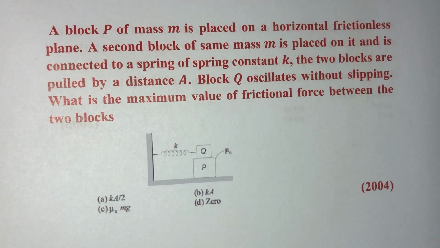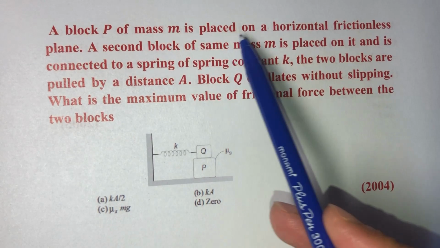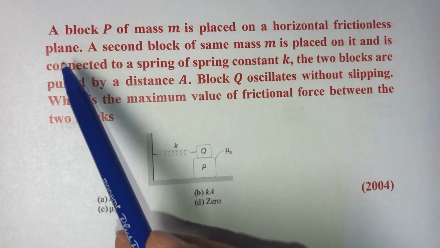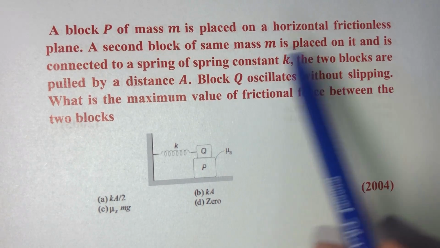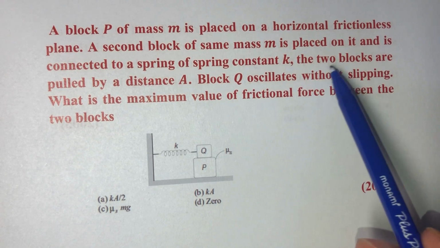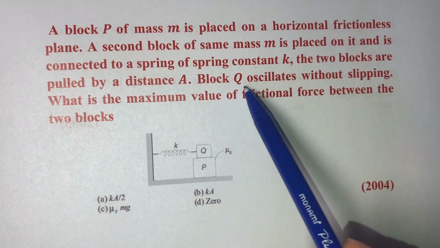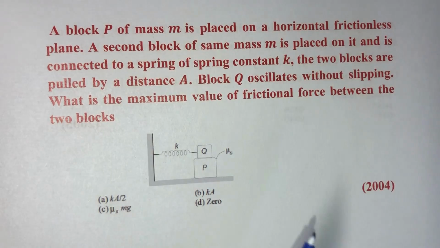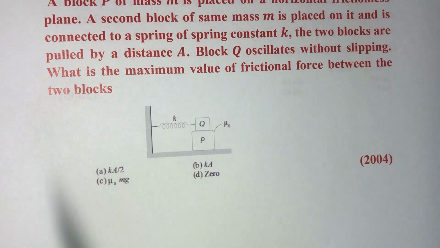Hello friends, today's question. A block P of mass m is placed on a horizontal frictionless plane. A second block of the same mass m is placed on it and is connected to a spring of spring constant K. The two bodies are pulled by a distance A. Block Q oscillates without slipping. What is the maximum value of frictional force between the two blocks?